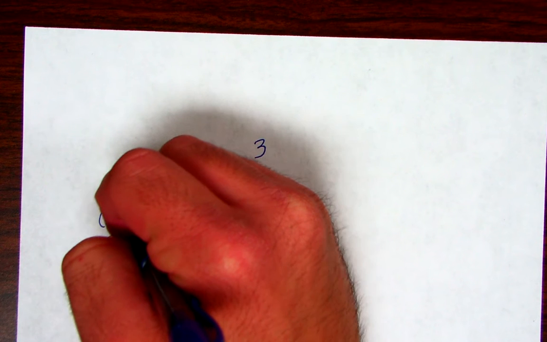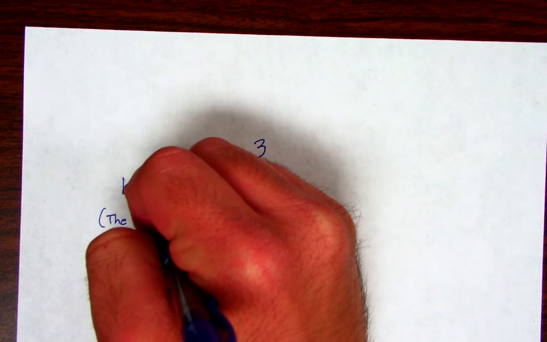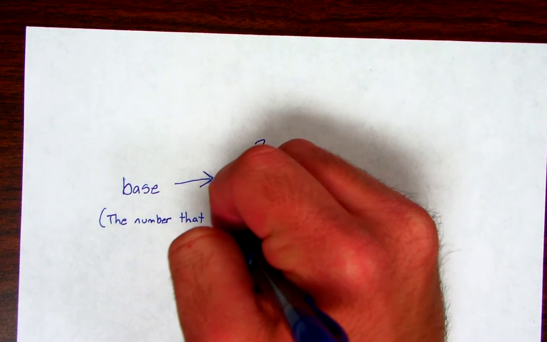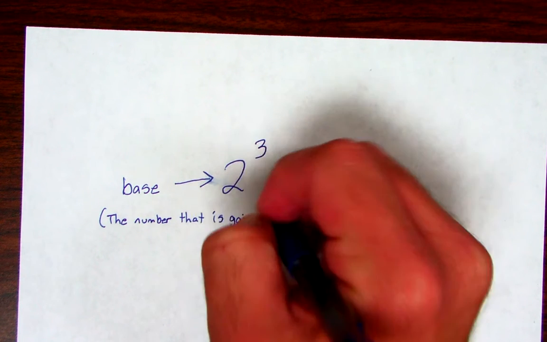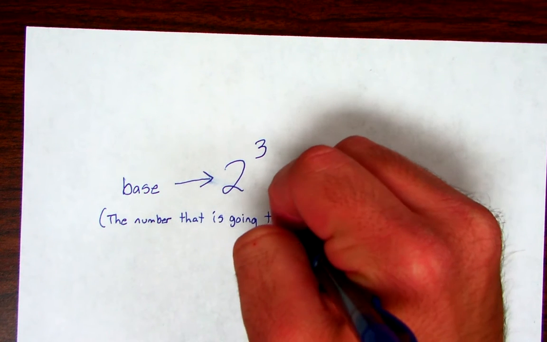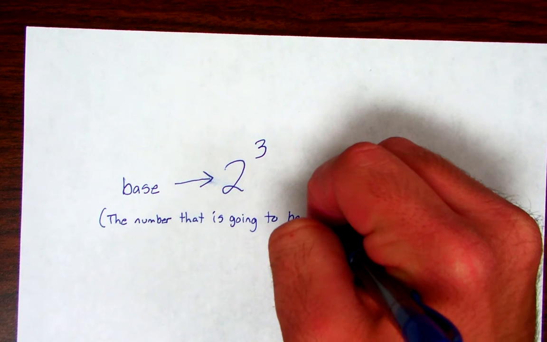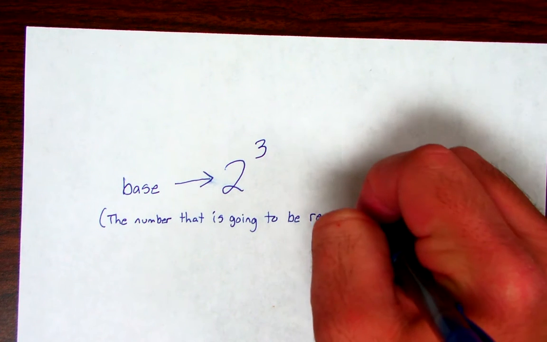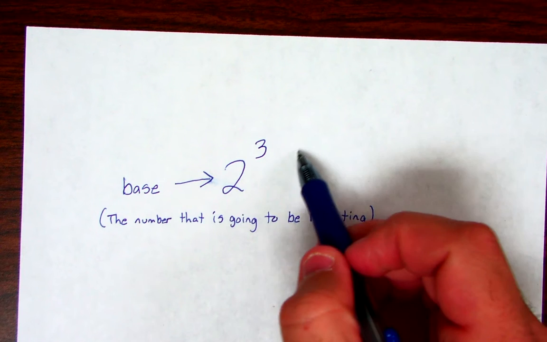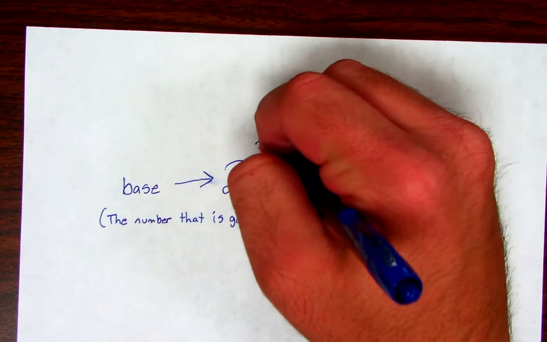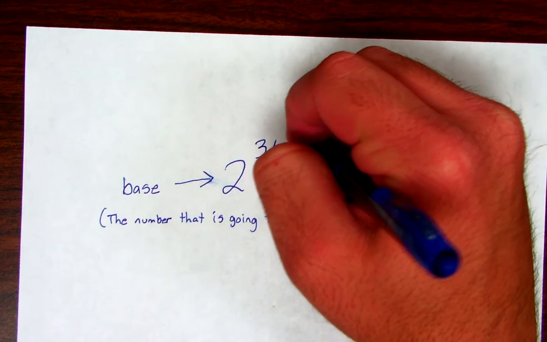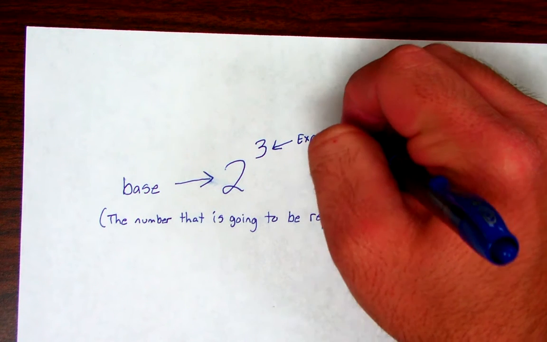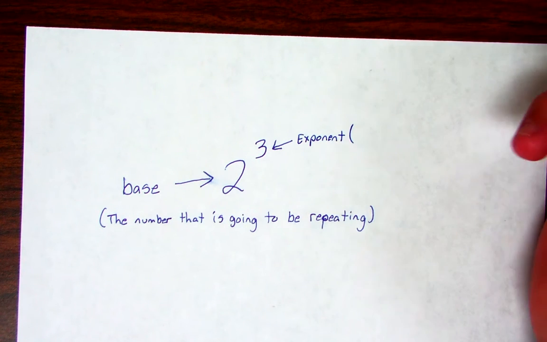So the number that is going to be repeating, if I can spell. What does the 3 represent? This is your exponent. It tells you how many times your base will be repeating.